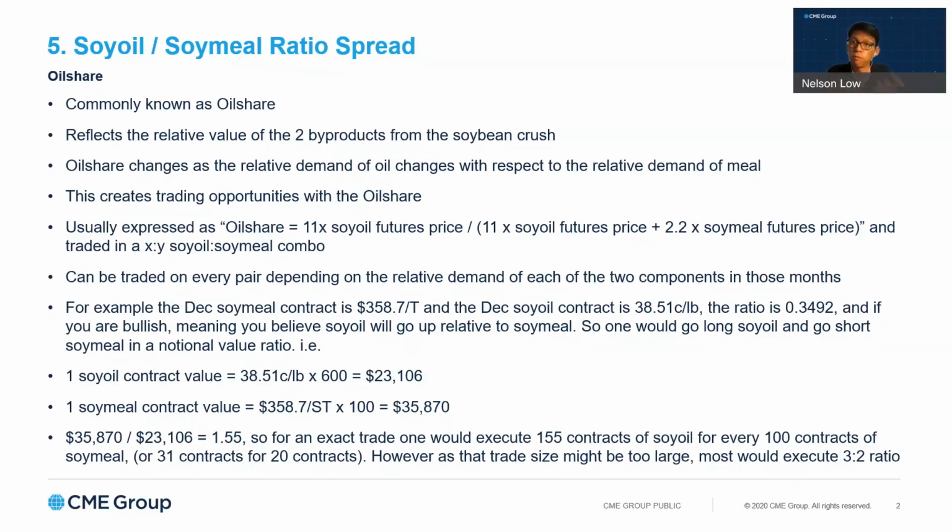Very simply, both of these two products, the soybean oil contract and the soybean meal contract, both Chicago contracts, you see that they are actually produced from the same soybean. So there's a relative value between the two of them. Most people use the term oil share to explain the price of oil relative to the price of the soy oil and the meal.